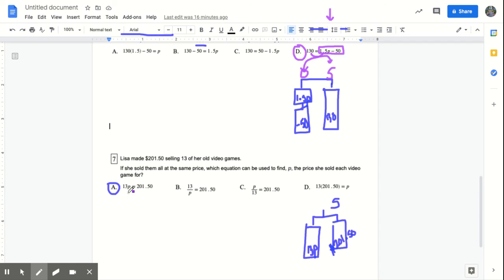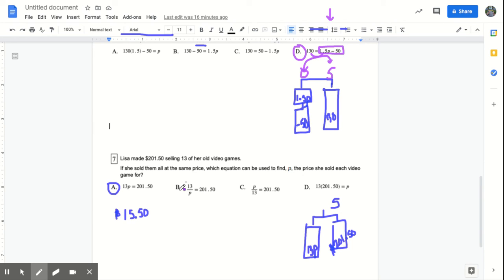13 times the price of the video games would give me $201.50. Now, if I do the math here, I'm going to use a calculator to find this out, it would tell me that each video game costs $15.50, or that's what she sold it for. That sounds pretty reasonable for a used game.